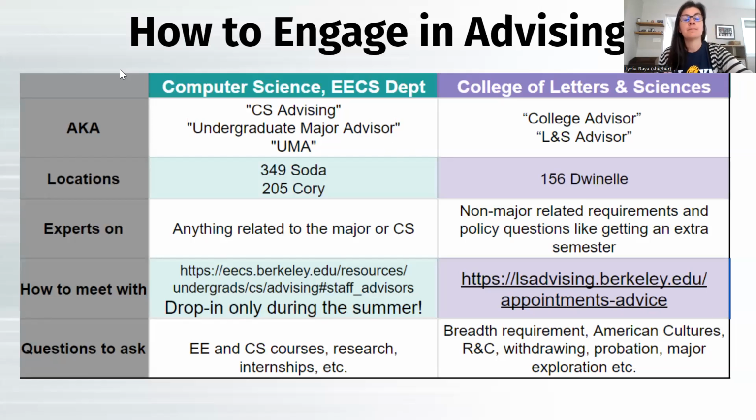Okay, so like I mentioned earlier, you're going to have two different advisors helping you throughout your time here at Cal. On the left, that's us, computer science within the EECS department. We are known as CS advising, or your undergraduate major advisor, UMA, that's what the advisors call it. We're in 349 Soda and also in 205 Cory. You can ask us about anything related directly to the major or to computer science. Those are our main areas of expertise.